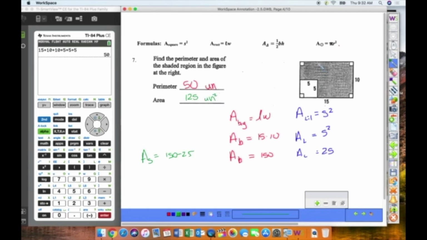Like I said, we could have sectioned it off also and found the area of this shape and the area of this shape and added those together. There's more than one way to do it, and I don't care which way you do it, as long as we show our work and see what we're doing. So writing formulas down first, that's the big key. That'll pay off in dividends later.